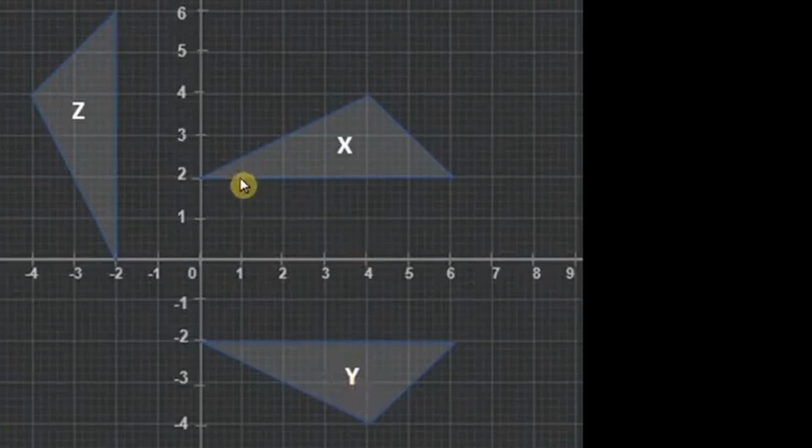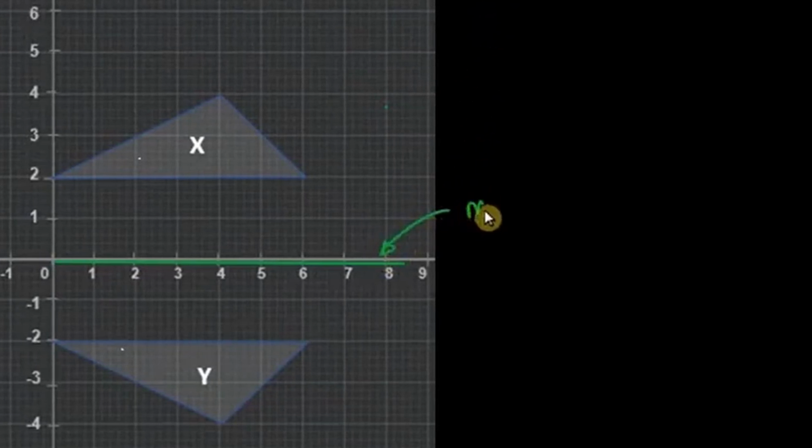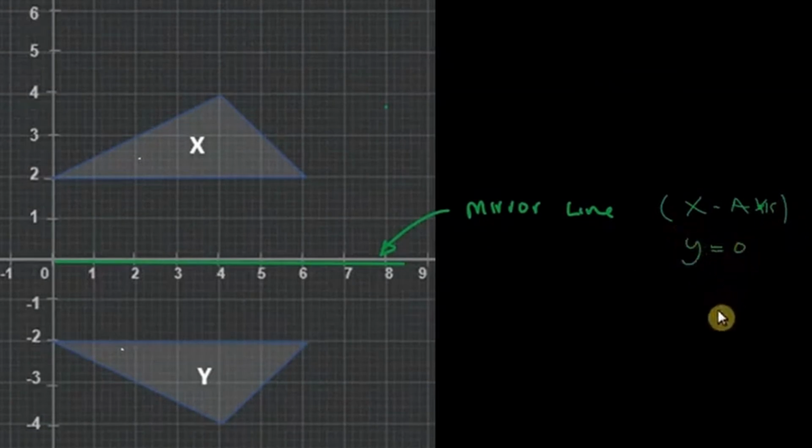So we know that the mirror line is the halfway point between the object and the image. X is the object, y is the image, so that falls on the x-axis. So let's draw the mirror line. So here is the mirror line I've drawn here in green, and the equation of the mirror line is the x-axis, and the equation of the x-axis is y is equal to 0. So that is your equation.